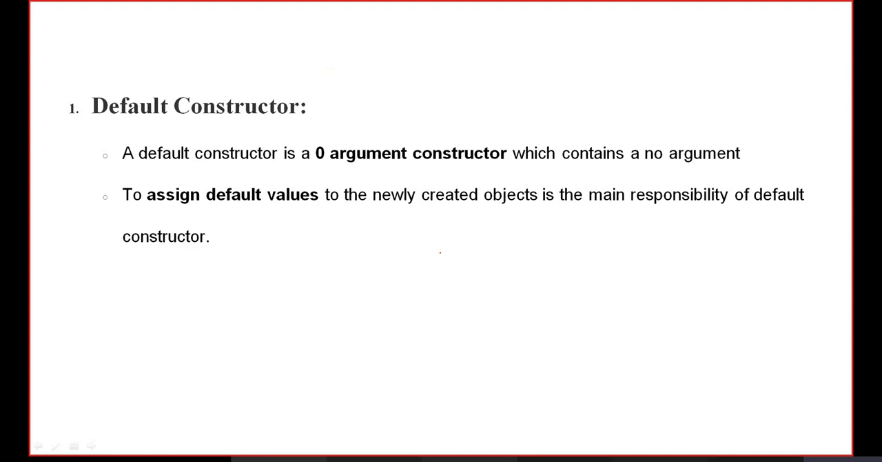So we saw what is the default constructor. We saw what is parameterized and what is copy constructor. Today we will be seeing the examples and let us programmatically understand each one of them, the types of constructors. So first one is the default constructor.